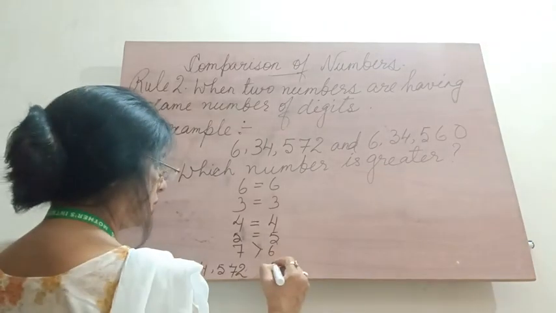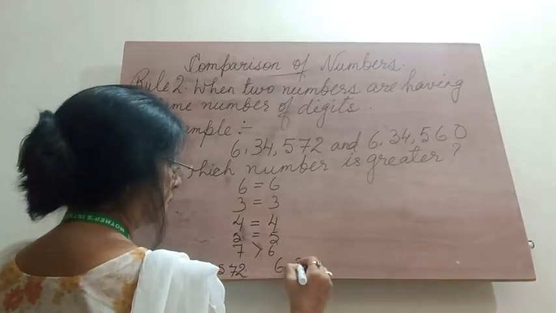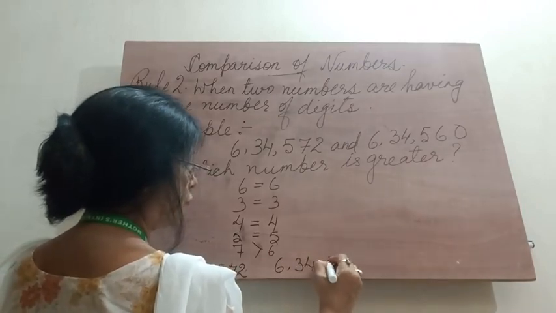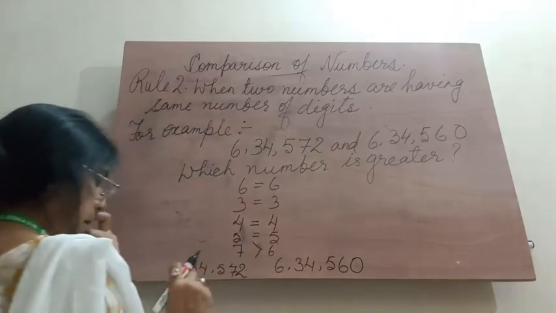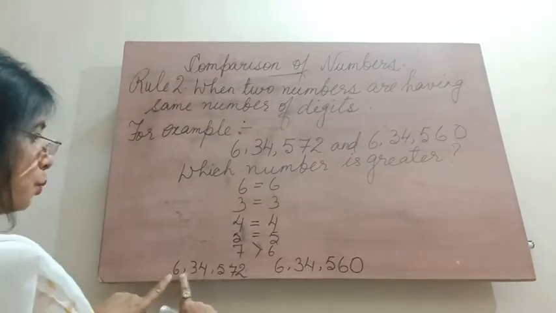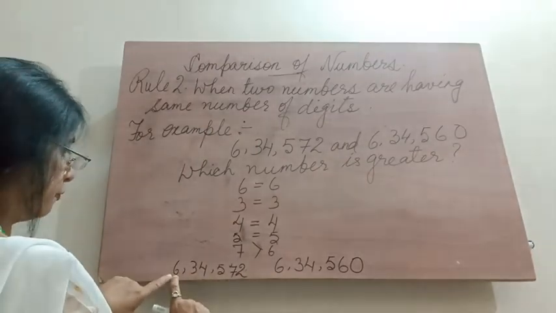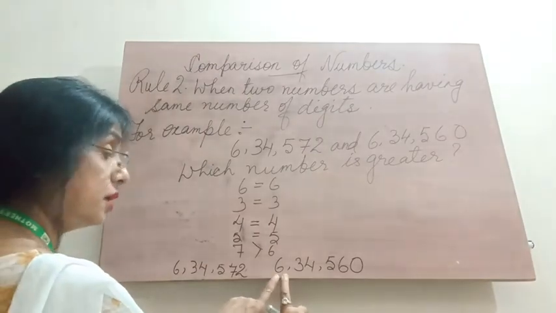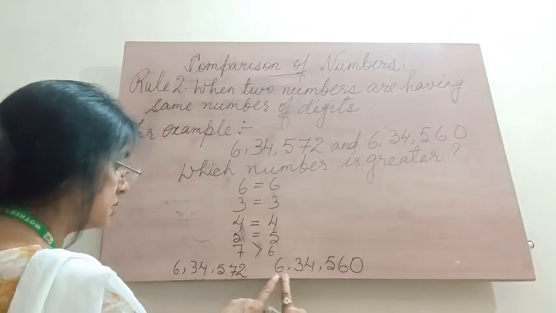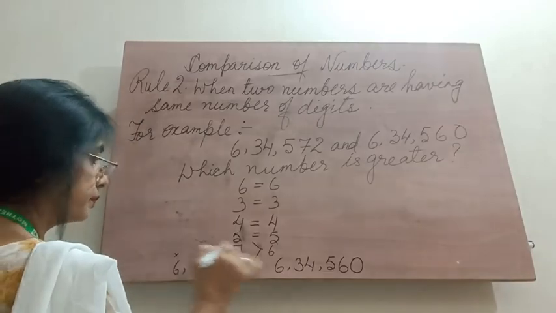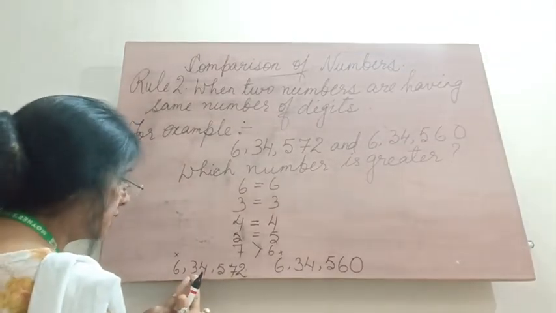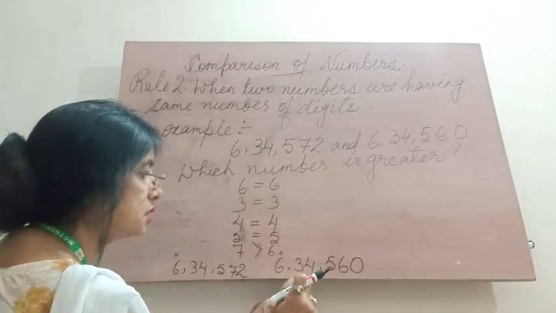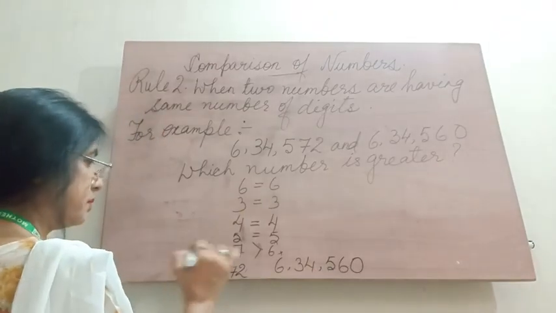The second number is 6,34,560. Okay. Now again I am telling you, both the numbers you compare. The first digit is 6. In the second number also the first digit is 6. Okay. Again we will move to the second digit. The second digit is 3, and of course in this number also the second digit is 3.